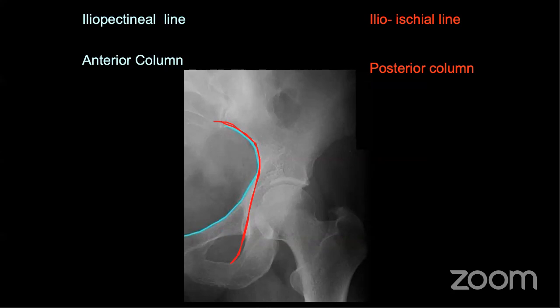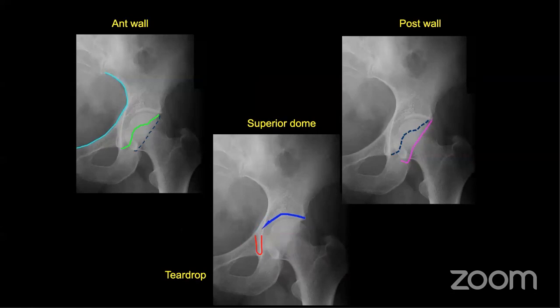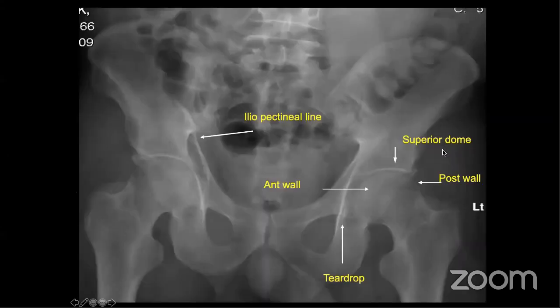What Letournel again explained to us is that the iliopectineal line represents the anterior column of the acetabulum, and the ilioischial line represents the posterior column. So if these lines are intact, the columns are likely to be intact. If the lines are broken, that column is fractured. Then you have the lines that represent the anterior wall, which tends to be more medial and incomplete, and the posterior wall, which tends to be more lateral and complete. And then you will be familiar with the sourcil or the dome of the acetabulum and the teardrop as part of your learning from hip replacements.